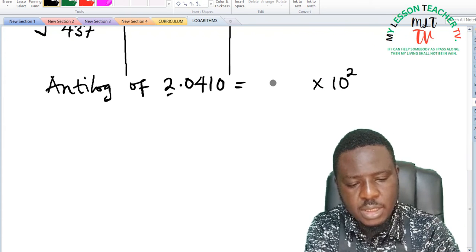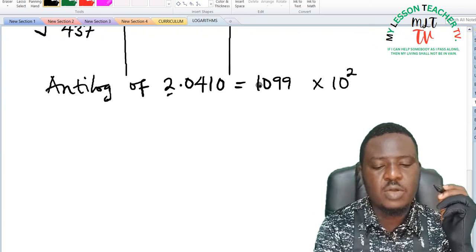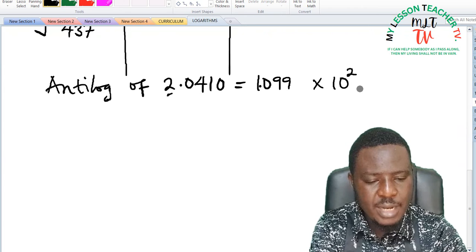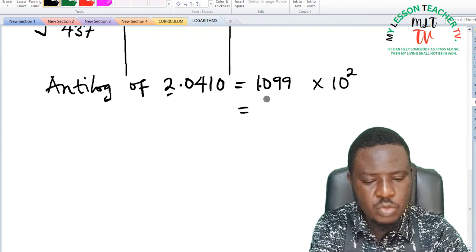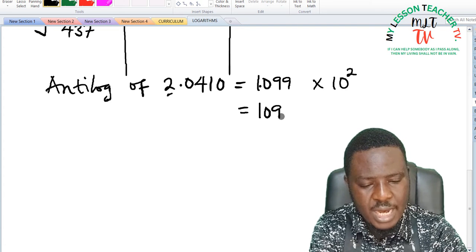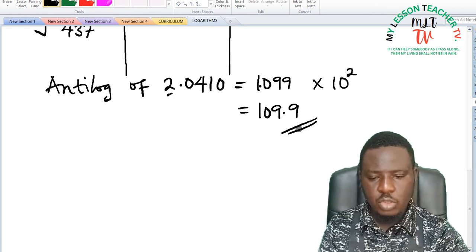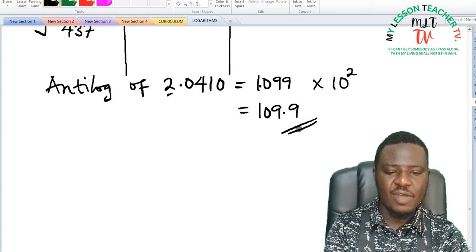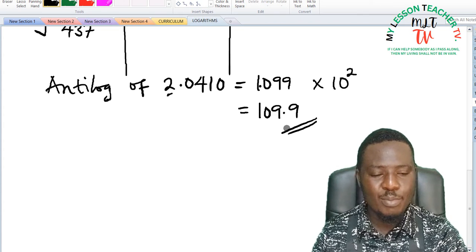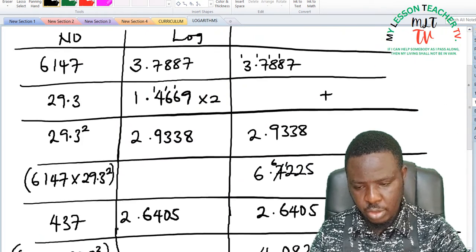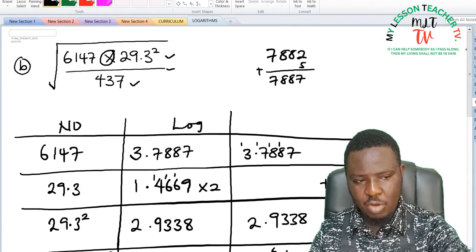So this is going to be 1099. That is 1.099. And when you multiply 1.099 times 100, of course, which means you can move the decimal point 2 times, it is going to be 109.9. When you use your calculator to do this, you will still arrive at 109.9. So this is the solution when you use both numbers and logarithm.